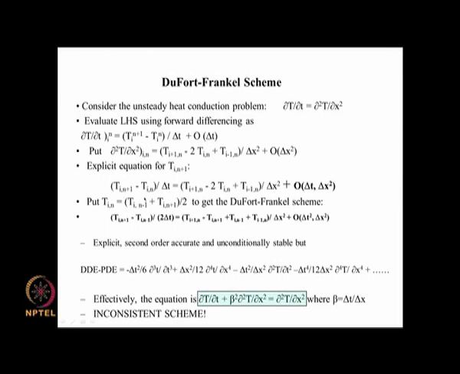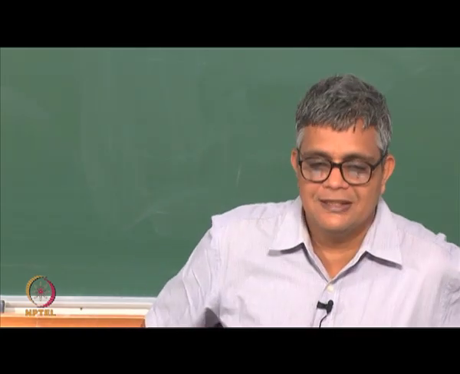Now, we can make a simple substitution here. We can say T_i^n is equal to (T_i^(n−1) + T_i^(n+1))/2. So, the value of T_i at time step n is being taken as the average of the value of T at the same location i, at the previous time step and the next time step, and that seems to be okay, because that is a central difference. So, that is a second order approximation. So, that should be okay.